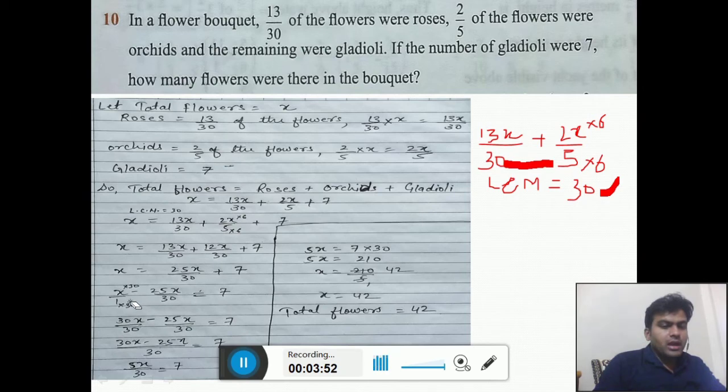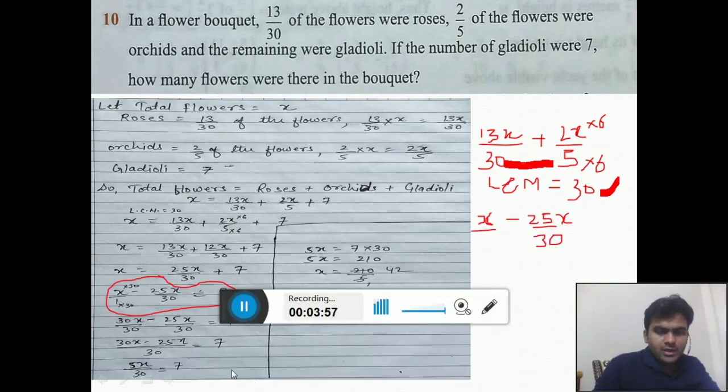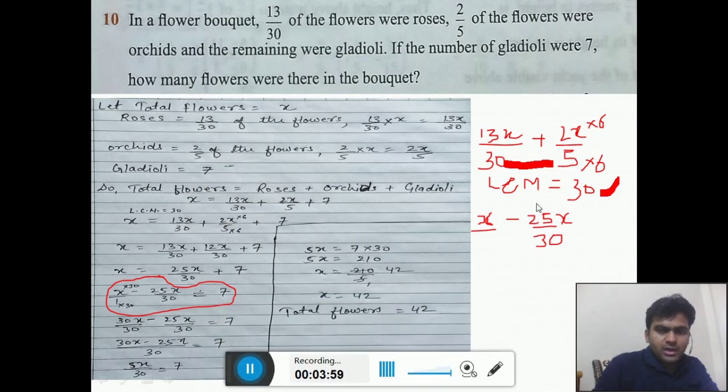Now x minus 25x upon 30. So that expression I wrote there, x minus 25 upon x. So when we solve it, here x does not have a denominator, so we will assume it to be 1. So the LCM of 1 and 30 will be 30. So change it by multiplying by 30. So it will be 30x upon 30 here.